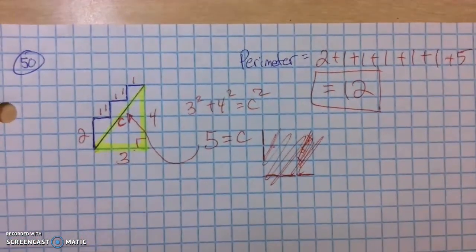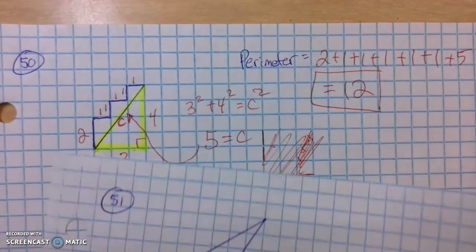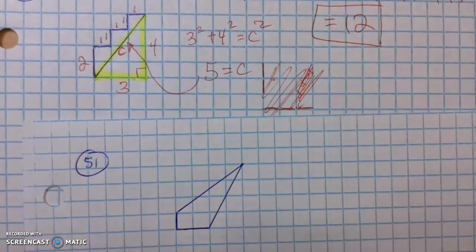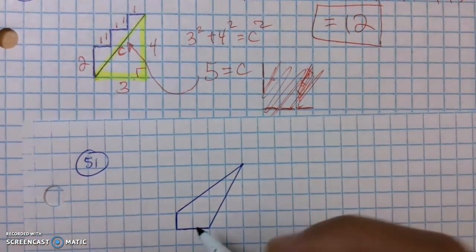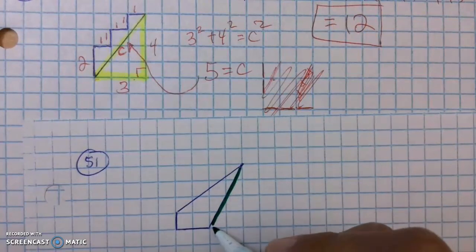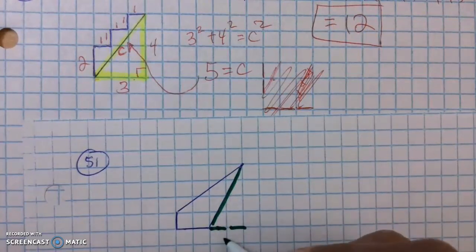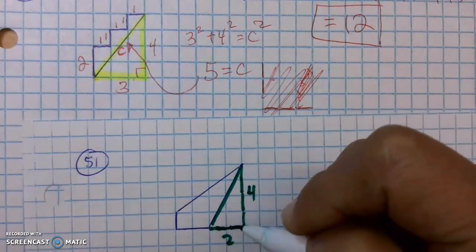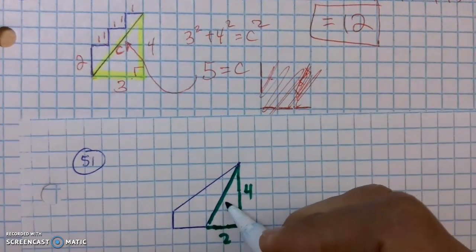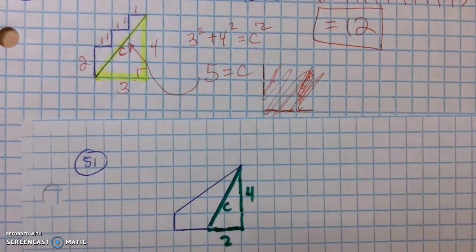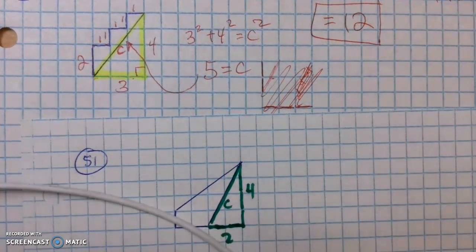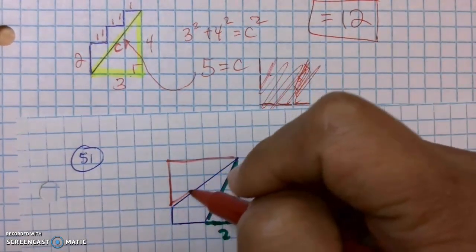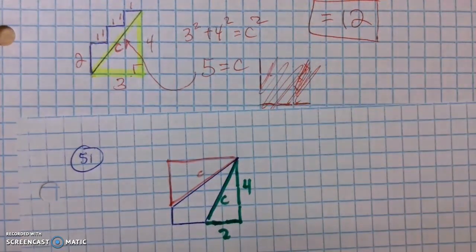Okay. Same idea with 51. When you do 51, you're going to have 2 right triangles. There's this one here. 1, 2 spaces. 1, 2, 3, 4 spaces. So that green right triangle, do a squared plus b squared is equal to c squared. And then we have another one here. This is a 3 by 4 by c right triangle, and then figure out the perimeter.